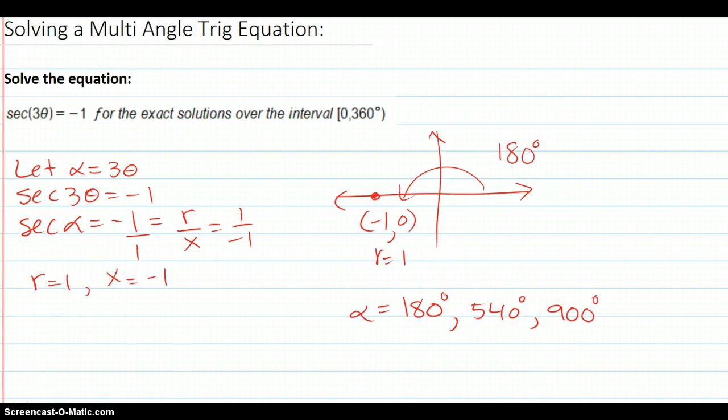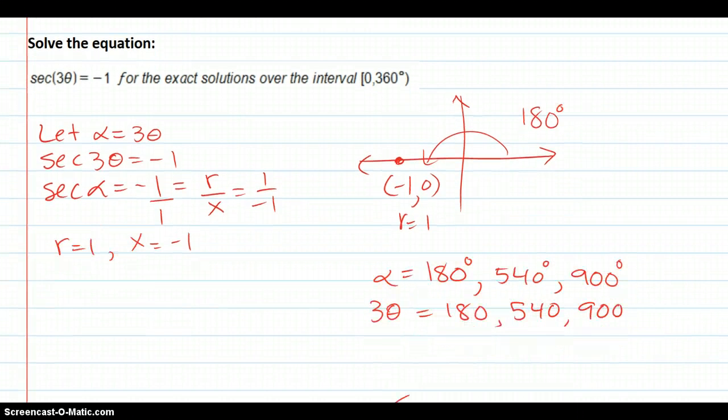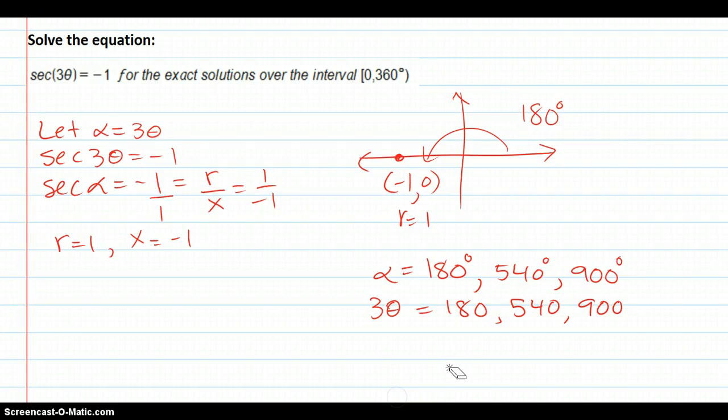Because we know that alpha is really 3 theta, and we have all these values here. For alpha, we would divide everything by 3. You can see even the last one is going to be less than 360 degrees.